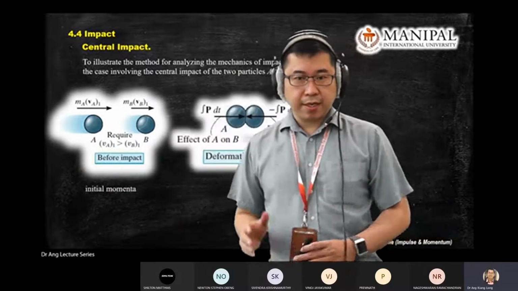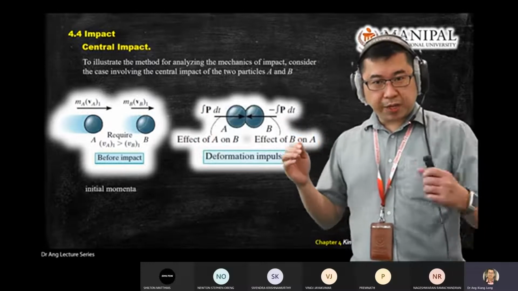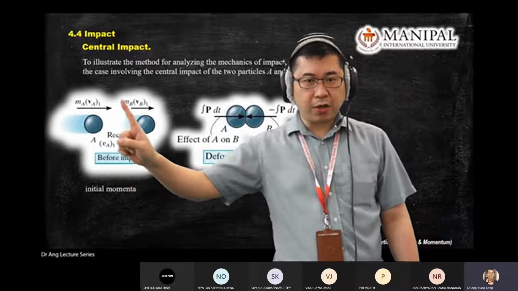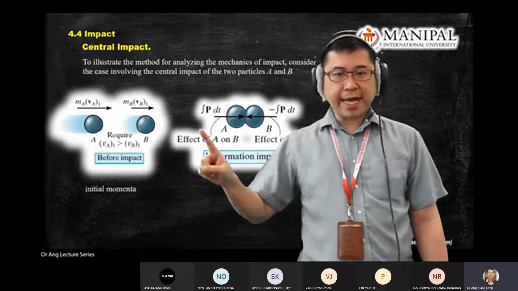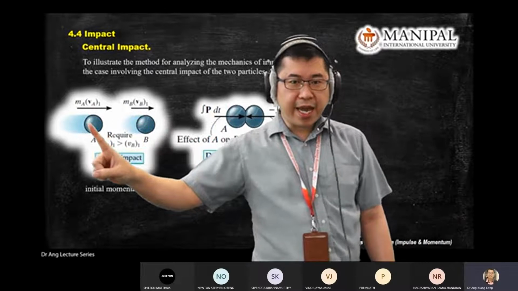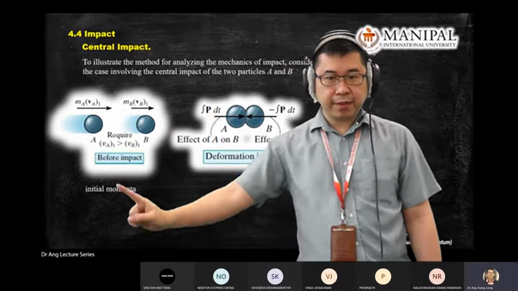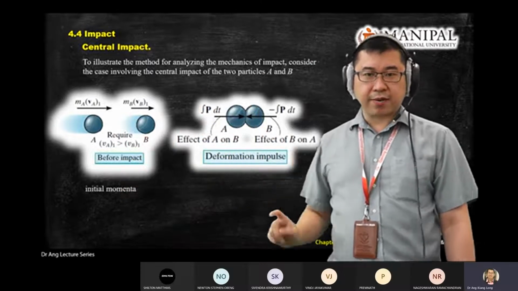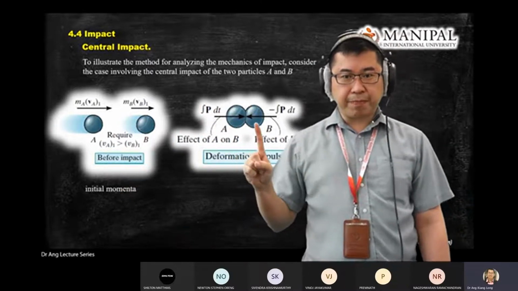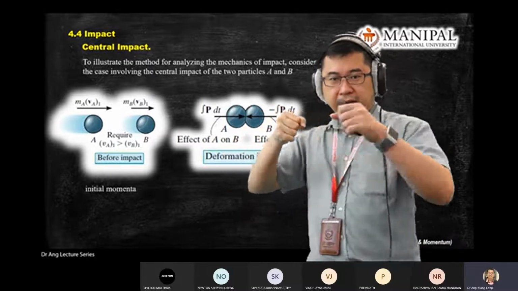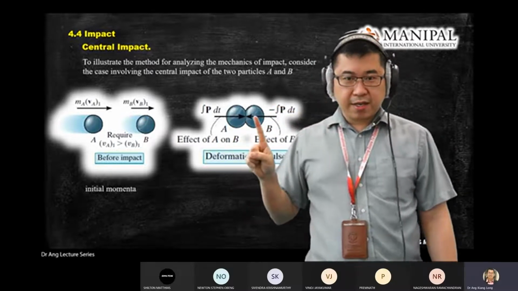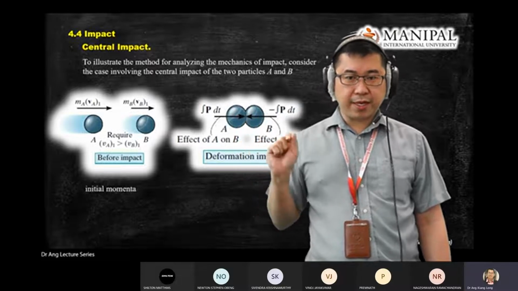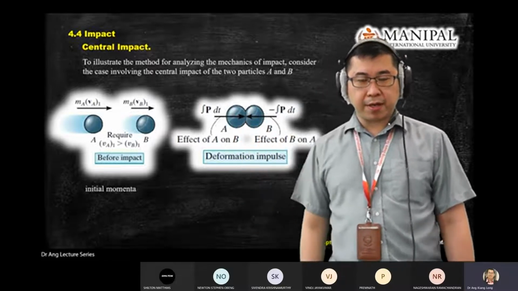Then, when they meet together, before impact or the initial state, after a certain amount of time, A will catch up with B. Then you see this diagram. When A catches up with B, A kisses B, so they meet together, and deformation will happen.